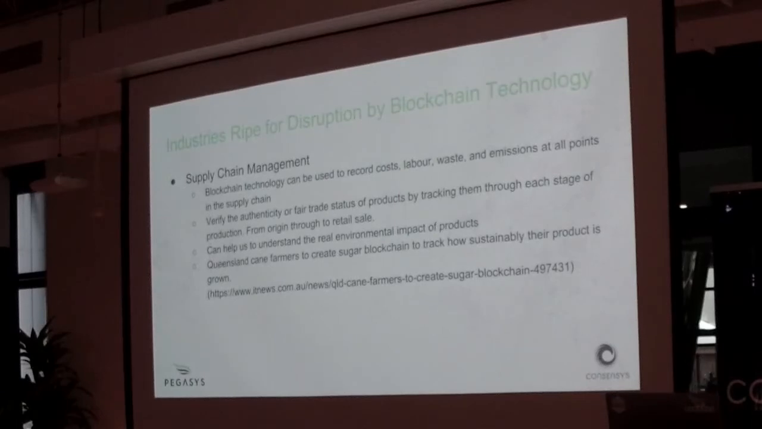Some interesting examples, wine fraud. I was at one of these presentations last year, and they were talking about using blockchain to try and mitigate the risk of wine fraud, being able to track where the actual grapes were grown, how they were grown, who they were sold to, the producers of the wine, tracking the transport of the wine and so forth, which is really quite interesting. A little bit closer to home again, cane farms here in Queensland are looking to put their production in blockchain to track the sustainability of their products.